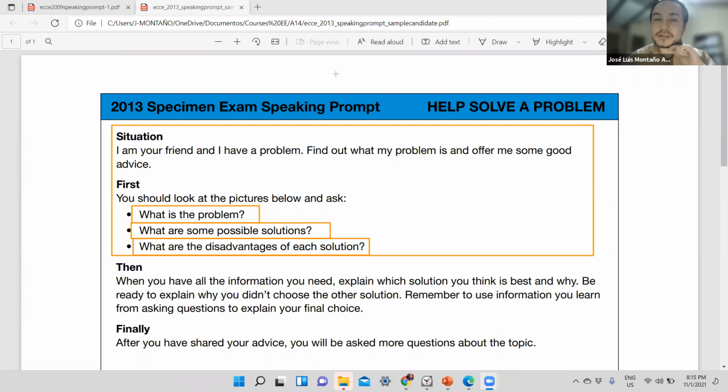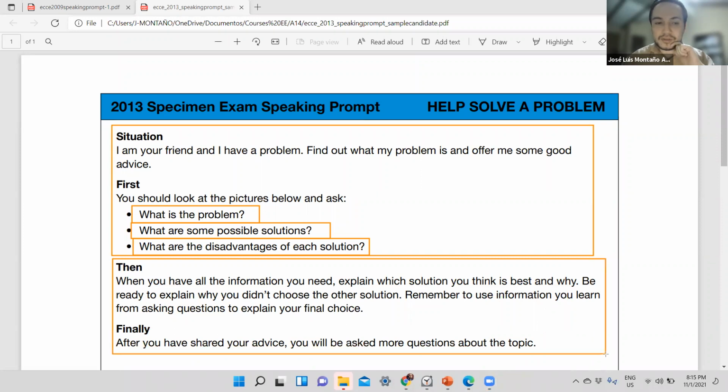And I'm going to ask you, Majo, you're going to read, please, then and finally, please. Read those 2 points. Okay, then, when you have all the information you need, explain which solution you think is best and why. Be ready to explain why you didn't choose the other solution. Remember to use information you learn from asking questions to explain your final choice. Finally, after you have shared your advice, you will be asked more questions about the topic.